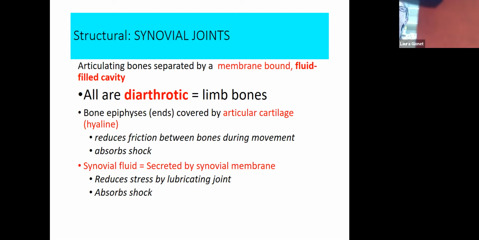Okay, so the bone epiphyses, or the ends of the bone, are covered with articular cartilage. It's hyaline cartilage, right? It reduces friction between the bones during movement and helps absorb shock. And so does, below that, the synovial fluid as well. There's a membrane to the outer aspect, and then we have fluid within it. And that too reduces friction, to allow lots of movement, lubricating the joint, and acts as a shock absorber.